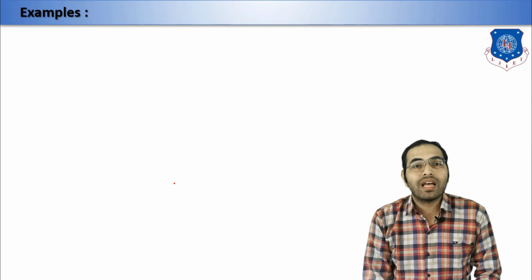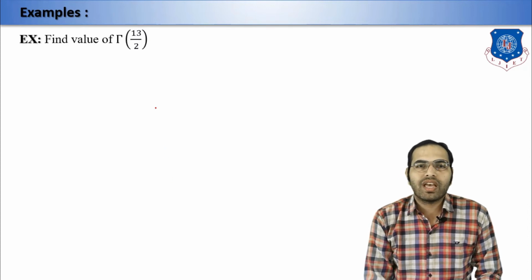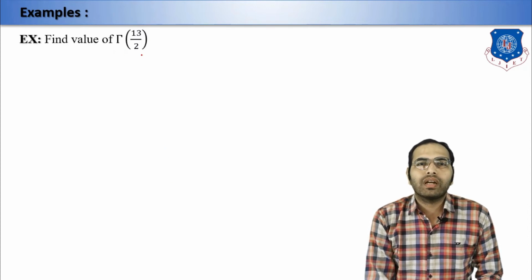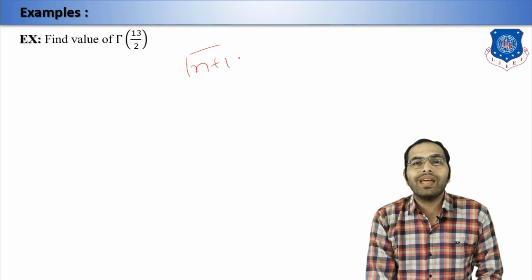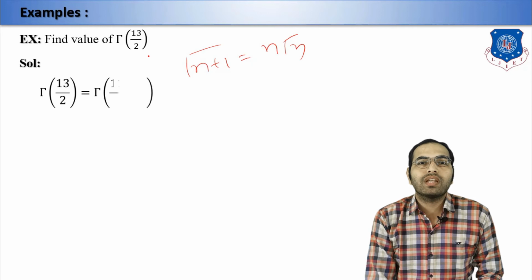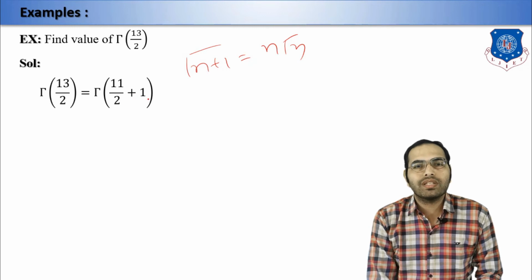Let's see examples based on the properties. First example, find the value of gamma 13 by 2. Whenever we apply the properties of the gamma function, we use gamma n plus 1 equal to n gamma n. For that, we make our function in the form of n plus 1. Here 13 by 2 is replaced as 11 by 2 plus 1, meaning gamma 13 by 2 equals gamma 11 by 2 plus 1.